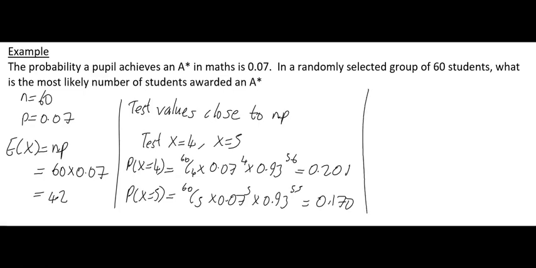Okay, so the mode, what is a mode? It is the value that has the highest probability. So the one that's got the highest probability is this one, which was x equals 4. So just say, therefore, 4 is most likely. Therefore, the answer is 4 students.